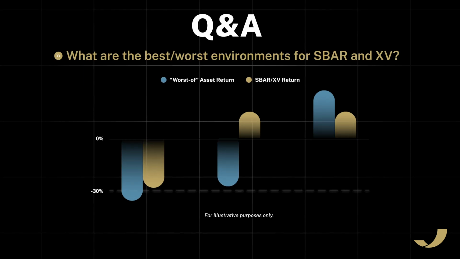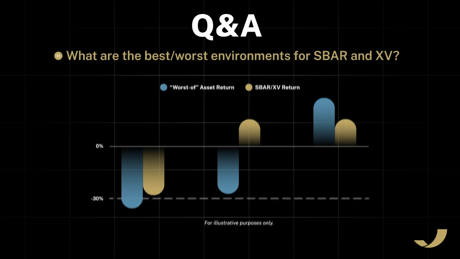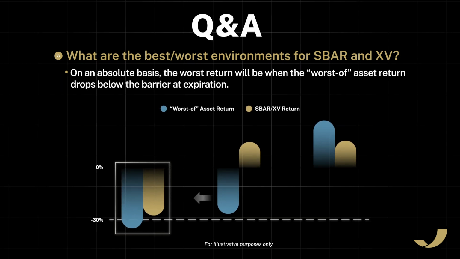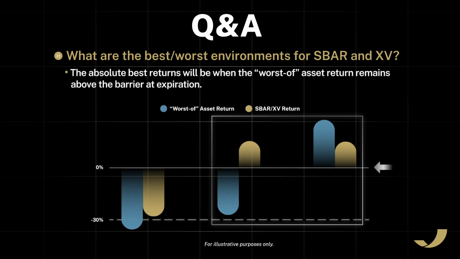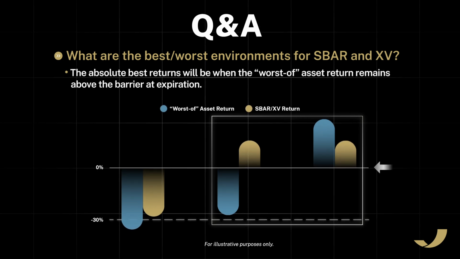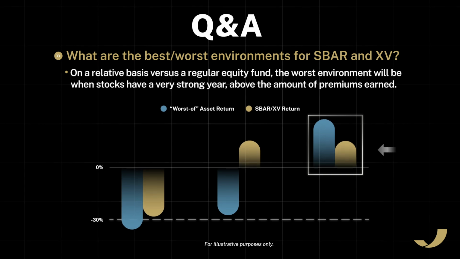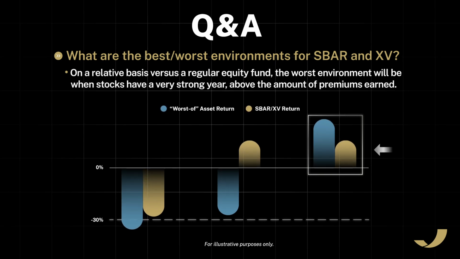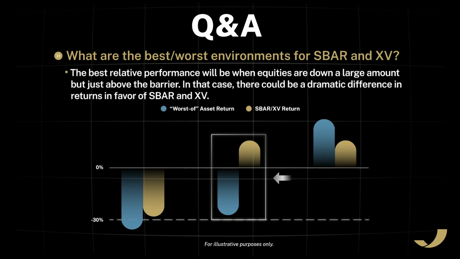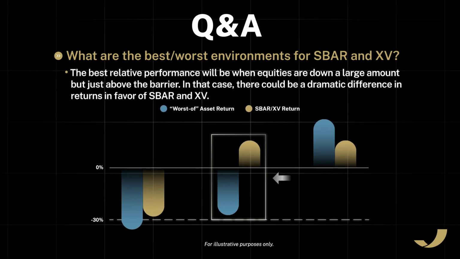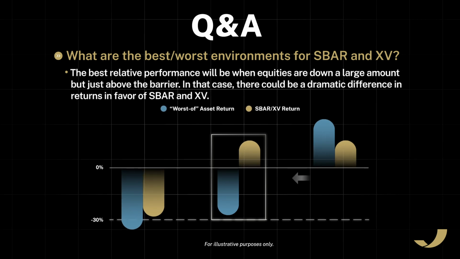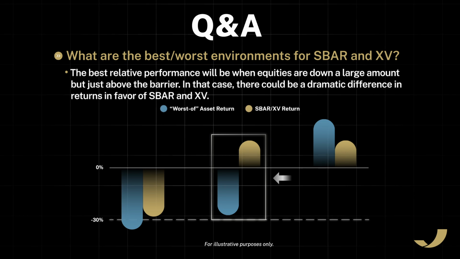What are the best or worst environments for SBAR and XV? On an absolute basis, the worst return will be when the worst of asset return drops below the barrier at expiration. The absolute best returns will be when the worst of asset return remains above the barrier at expiration. On a relative basis versus a regular equity fund, the worst environment will be when stocks have a very strong year above the amount of premiums earned. The best relative performance will be when equities are down a large amount, but just above the barrier. In that case, there could be a dramatic difference in returns in favor of SBAR and XV.